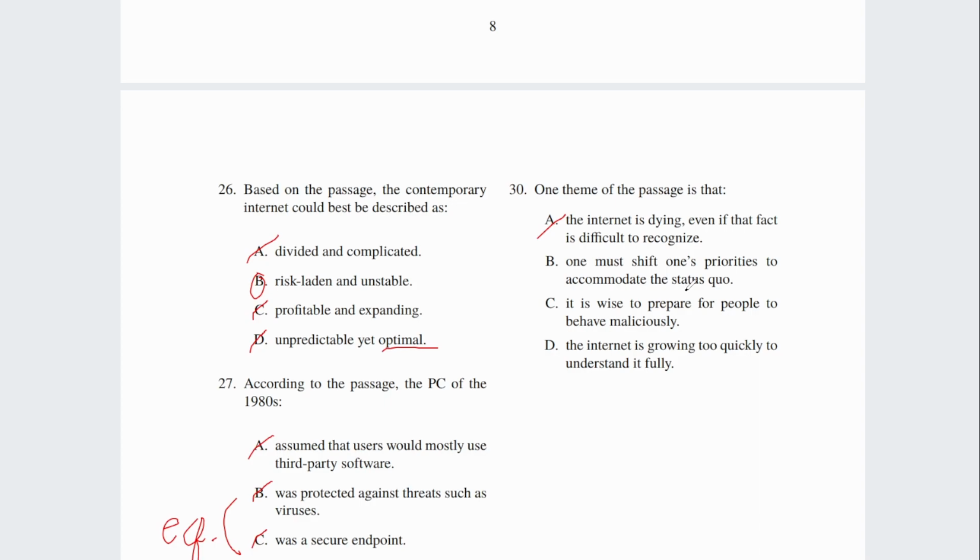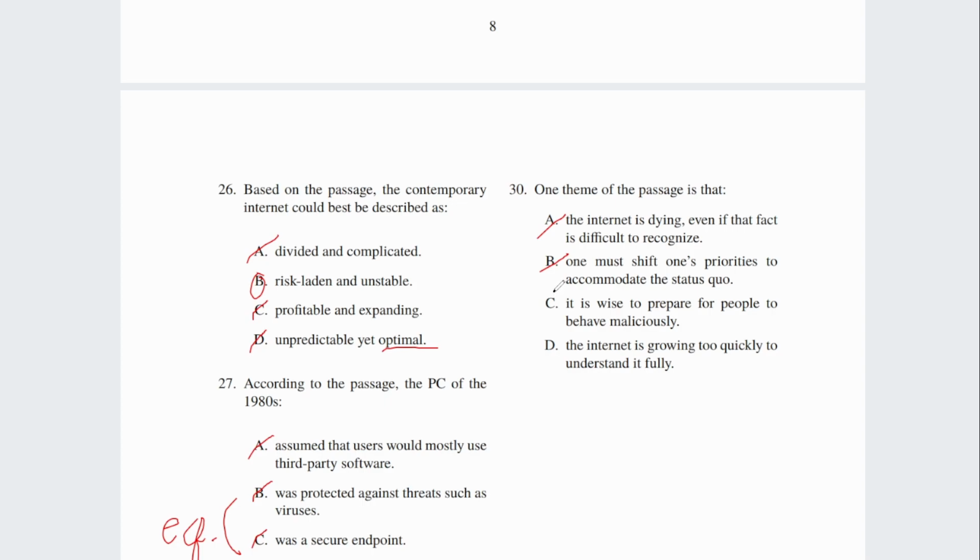One must shift one's priorities to accommodate the status quo. That doesn't seem exactly like what we're saying. It doesn't sound like we're accommodating the status quo. It sounds like we are trying to have precaution, right? We are trying to put up some protections so that if people want to build viruses and attack people over the internet, they can't. This isn't accommodating the status quo. We're not shifting our priorities. We've always cared about security. It's just that it wasn't as much of a concern before, right? If it had been an issue, if people had been attacking us, we would have prioritized it. It would have been one of our priorities. So I don't think this is right.